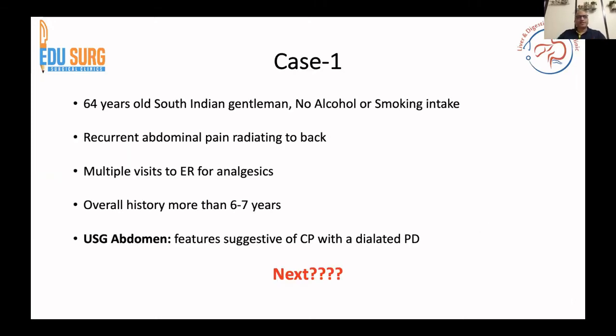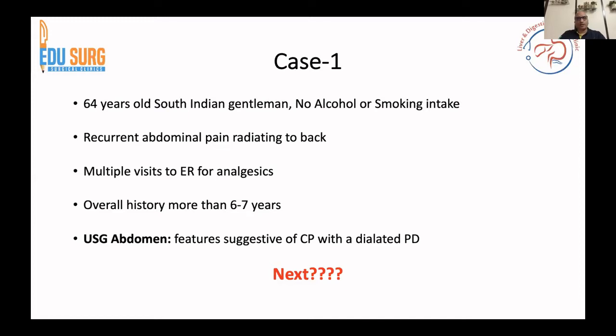So the first case is a 64-year-old South Indian gentleman, non-addict, who had recurrent abdominal pain radiating to the back, with multiple visits to the ER for analgesia, an overall history of roughly 6 or 7 years, and came with USG features suggestive of chronic pancreatitis with a dilated pancreatic duct. Of course, he was seen by a surgeon to begin with, but let me rope in the medical gastroenterologist.